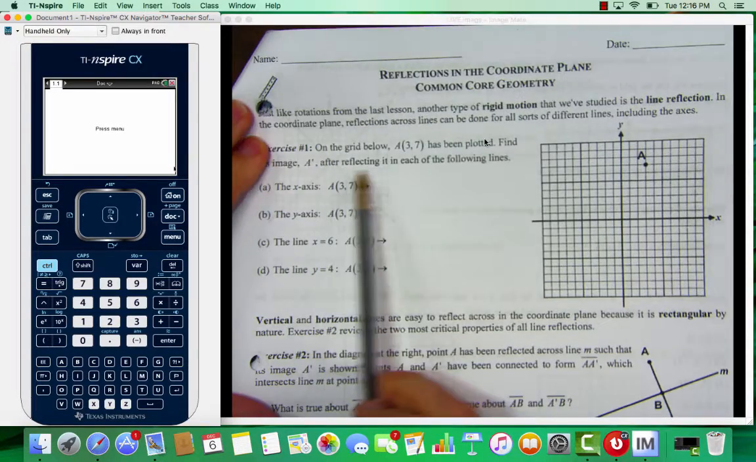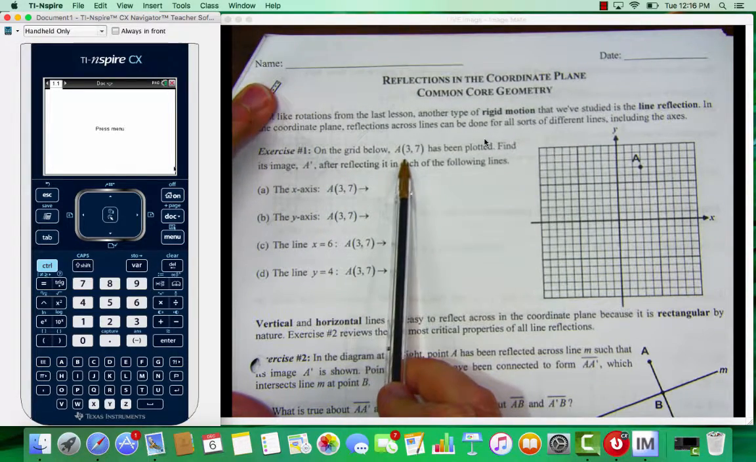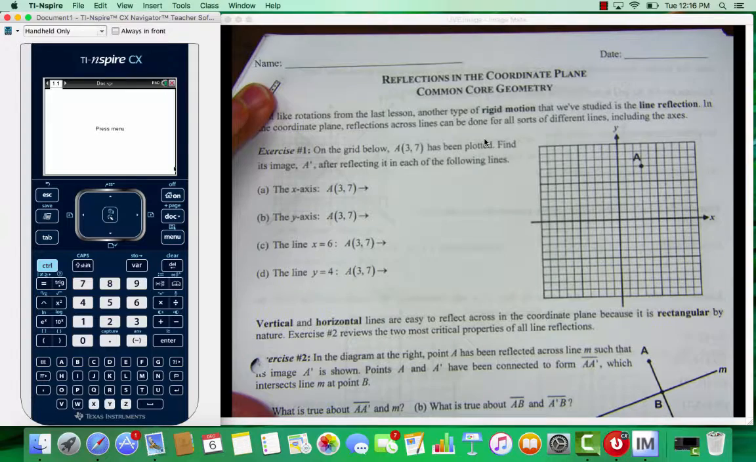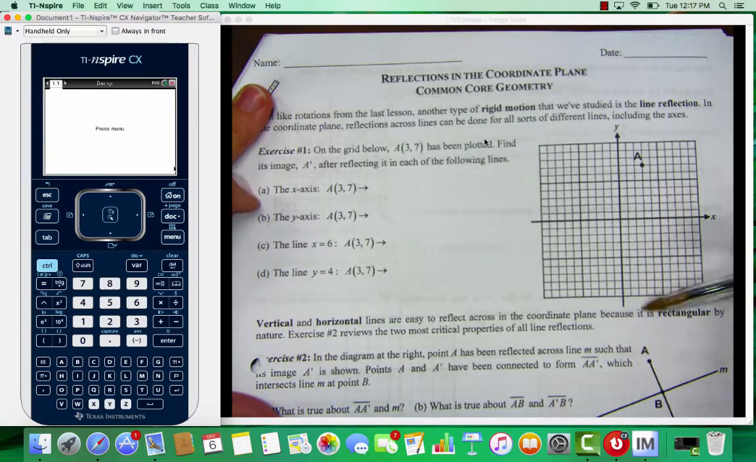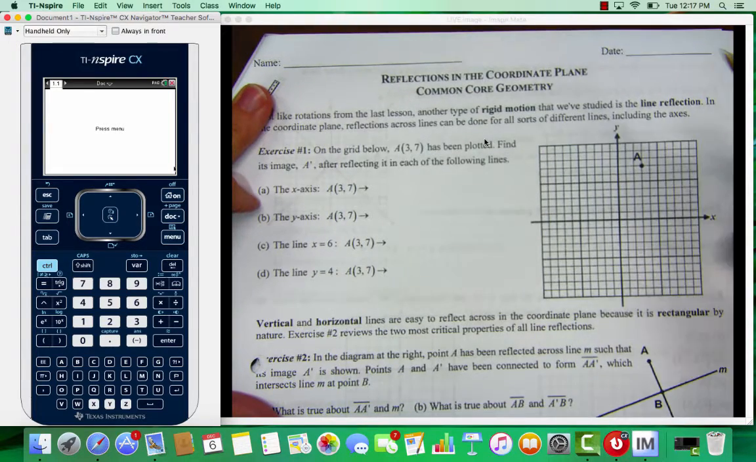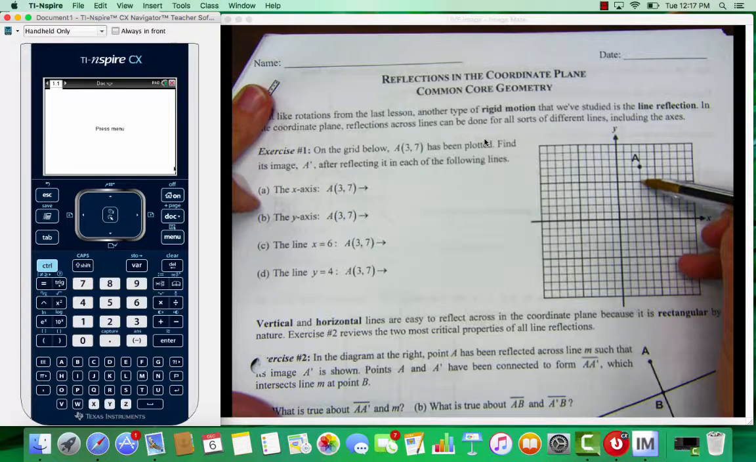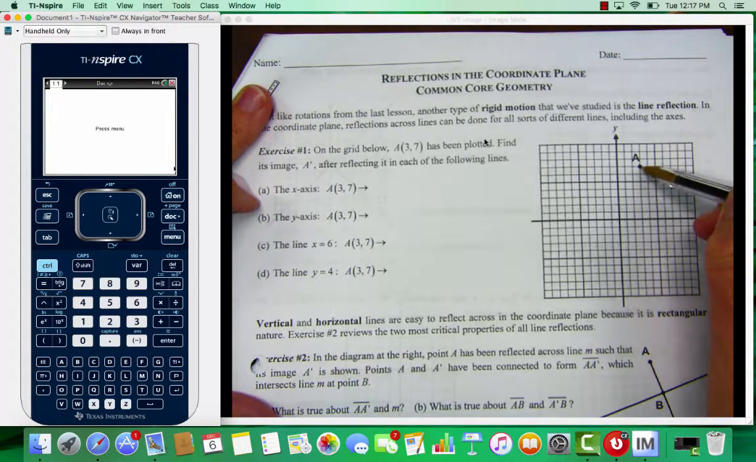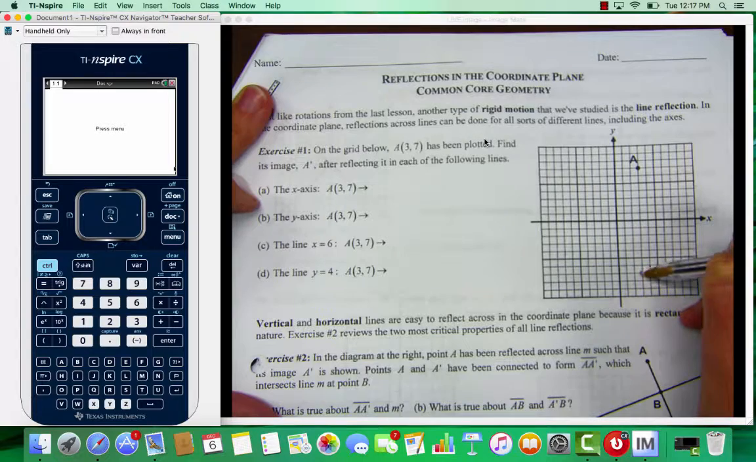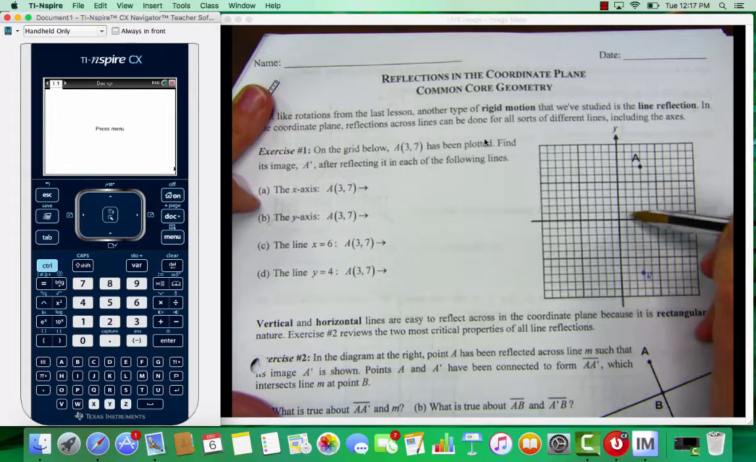So on the grid below, we have the point A, whose coordinates are 3, 7, and it's been plotted. What we want to do is find its image A prime after reflecting over each of the following lines. First we're going to reflect over the x-axis, which is our horizontal axis. Remember, to do that, we count how far away A is from the x-axis, in this case 7 units above, and then we put it 7 units below, and that's going to be our A prime. So its coordinates are going to be 3, negative 7.